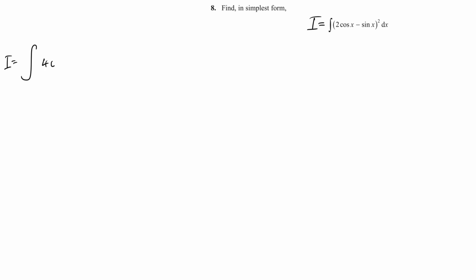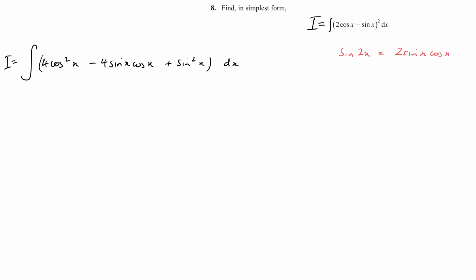So it's going to be 4 cos squared x minus 4 sine x cos x. So that's 2 cos x times the minus sine x, and then doubled because we're expanding a squared bracket, plus sine squared x at the end, dx. And what we can remember is that sine 2x is 2 sine x cos x.